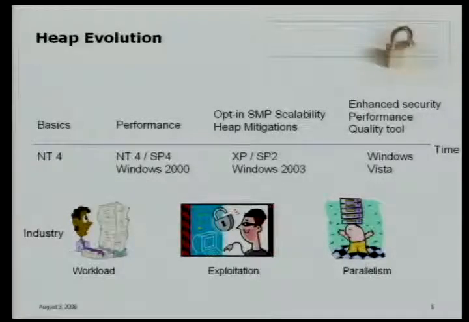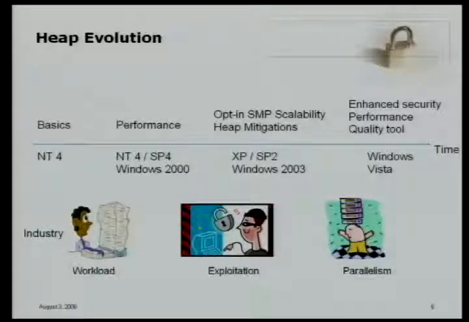So back to the basics. The first significant change in the heap management was during NT4 Service Pack 4, when the heap lookasides were introduced to address performance issues. Later on, during XP and Server 2003, some performance problems were addressed with the low fragmentation heap, which is a new front-end heap management introduced back then. And I'm going to discuss a little bit the architecture of the low fragmentation heap.